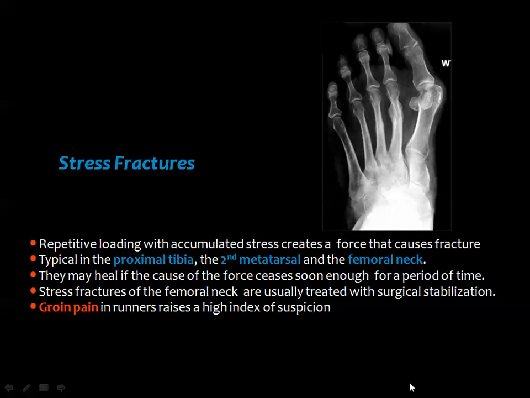And the stress fracture is the fracture which is produced by repetitive traumatic forces to a certain part in the body. They are classically seen in the proximal part of the tibia, in the second metatarsal bone, and in the femoral neck. This is a commonly seen fracture in runners, where you got an insidious fracture in the second metatarsal bone.